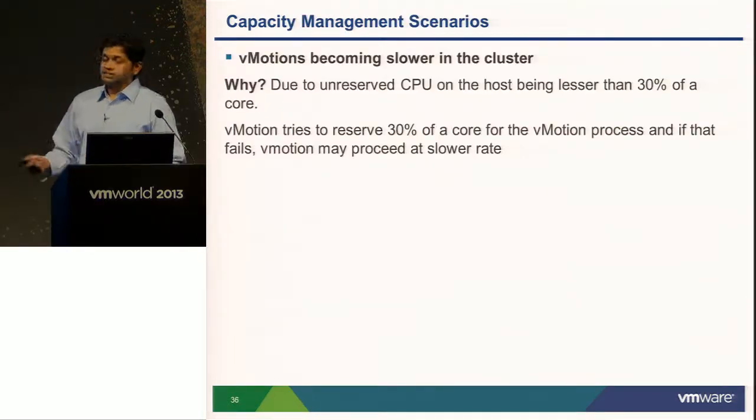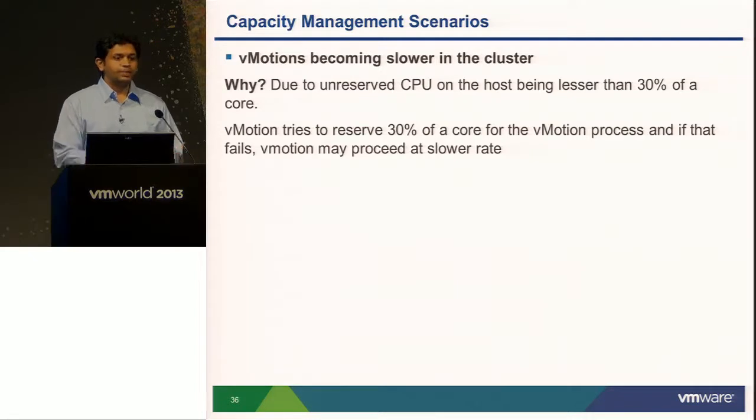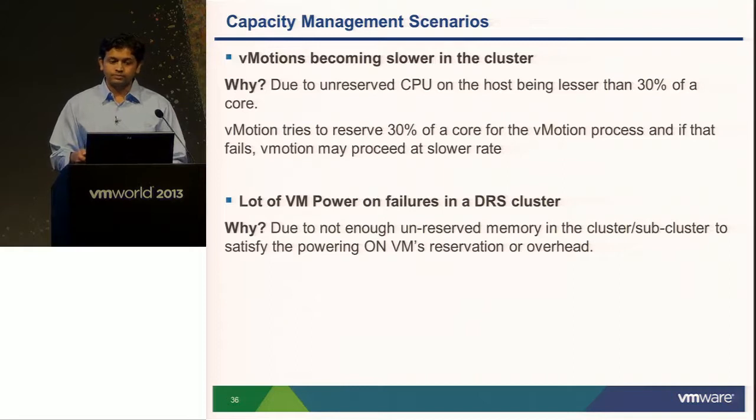So what are the things that can go wrong? If you see vMotion becomes very slow in the cluster, one of the reasons might be that there's not enough unreserved capacity in the cluster. VMs might also fail to power on, especially because of memory. Even if you don't set a reservation, the overhead is considered a reservation, and without sufficient unreserved capacity for the overhead, the VMs won't power on.